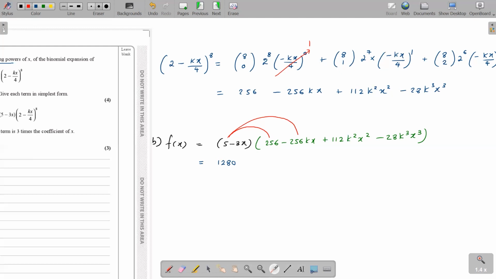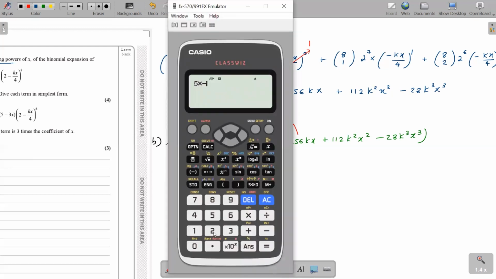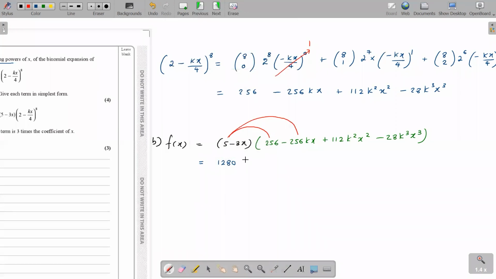How much is it? 5 multiplied by minus 256 is minus 1280. And what are the letters? Minus 1280 kx. Don't forget the letters. There's kx here. Okay, and then do I need to go with the other terms?